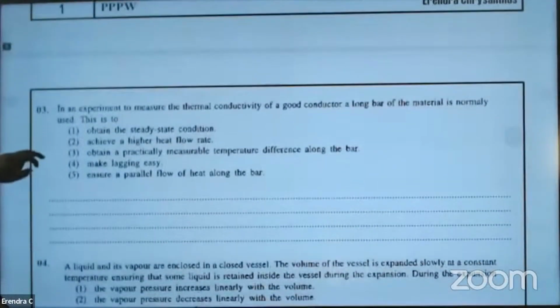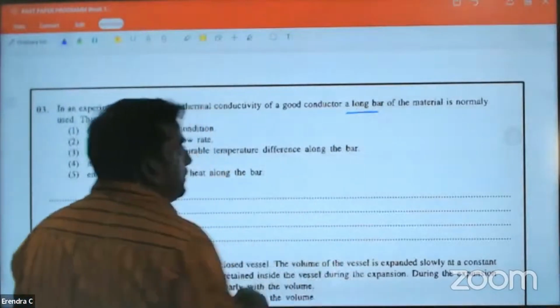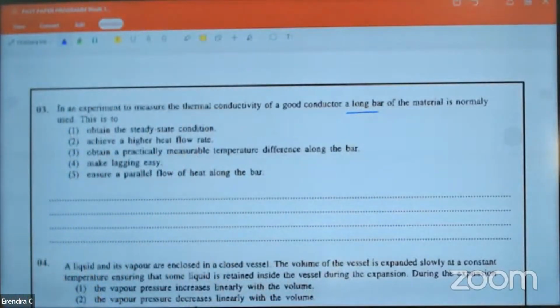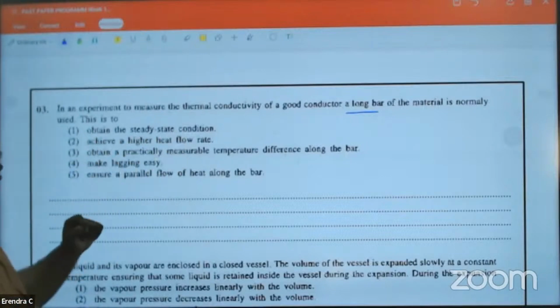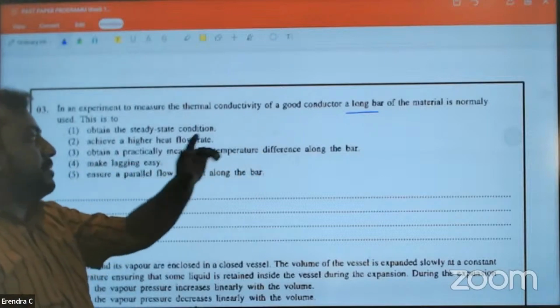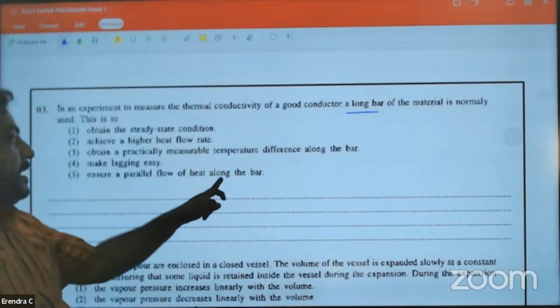Okay. Moving on. Carefully look. In an experiment to measure the thermal conductivity, a long bar of material is normally used. This is to obtain: steady state condition, achieve higher heat flow, obtain practically measurable temperature difference along the bar, make lagging easier, ensure parallel flow of heat along the bar.